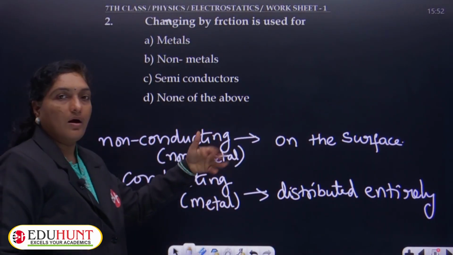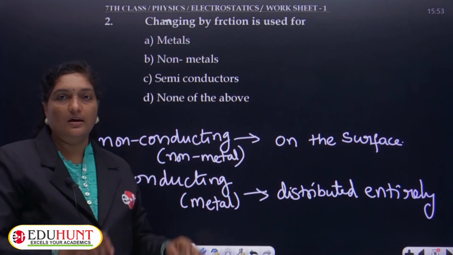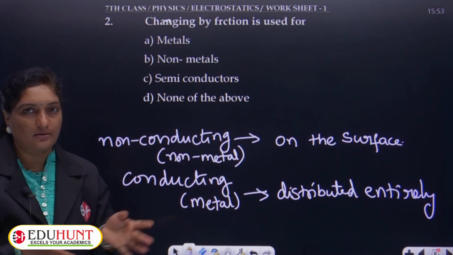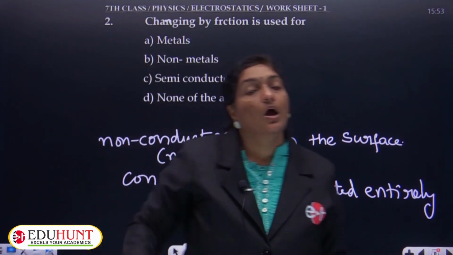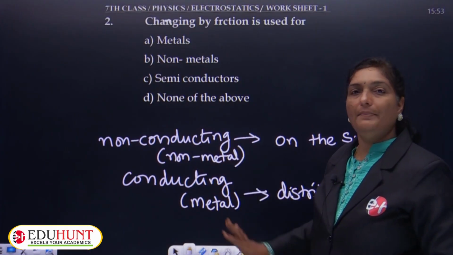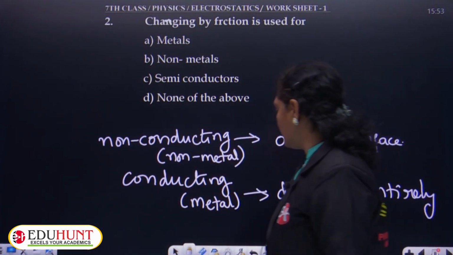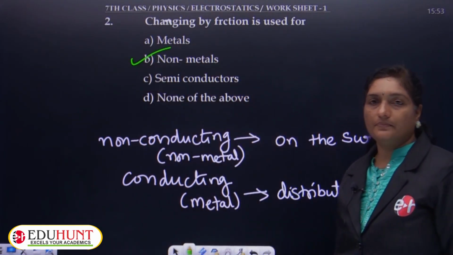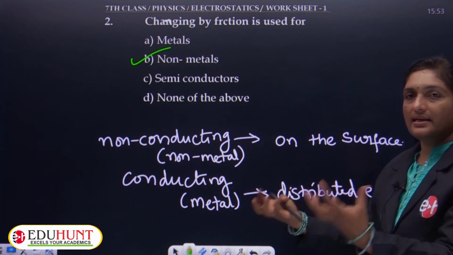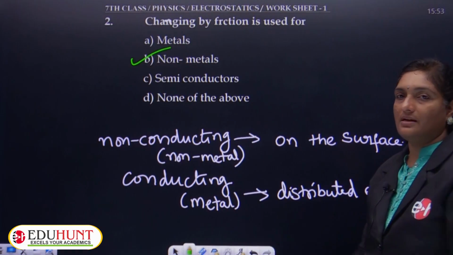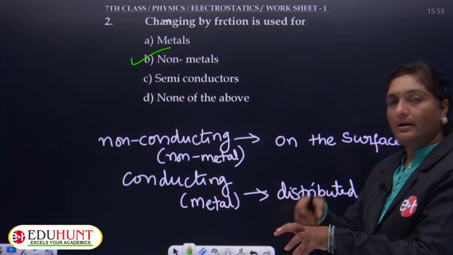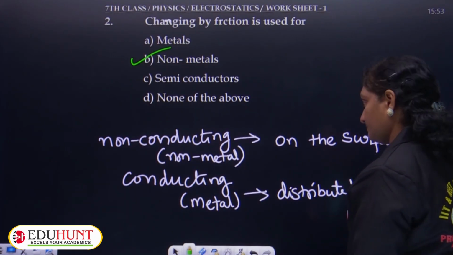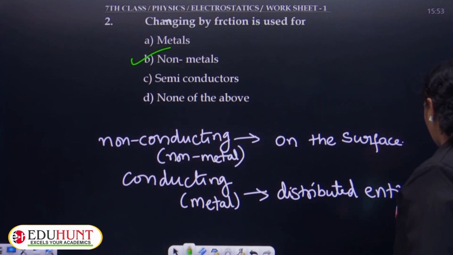Hence, to remove or add charges by the method of friction, we can easily remove the charges present on the surface of the body. So charging by friction is possible for non-metallic surfaces rather than metallic surfaces. Hence, it is generally used for non-metals. Is the concept clear, children? Charges that reside only on the surface can be easily removed or added. From the inside, it is almost impossible to remove electrons. There are other methods to remove charges from metals.